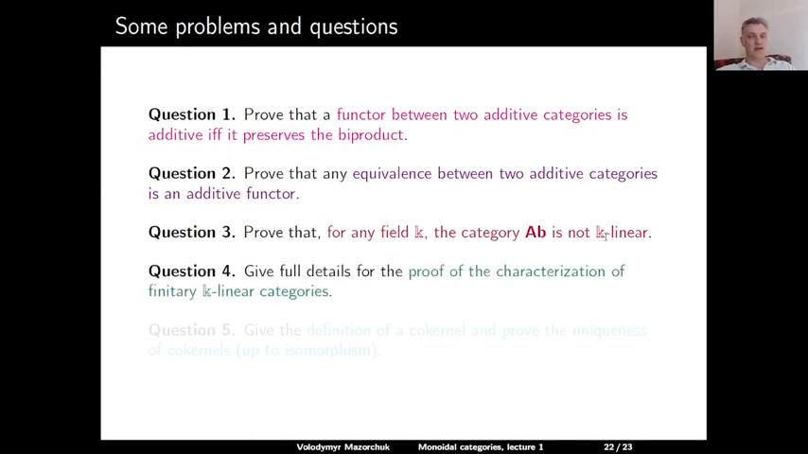Question 4, give full details for the proof of the characterization of finitary K-linear categories. And question 5, give the definition of a cokernel and prove the uniqueness of cokernels up to isomorphism.